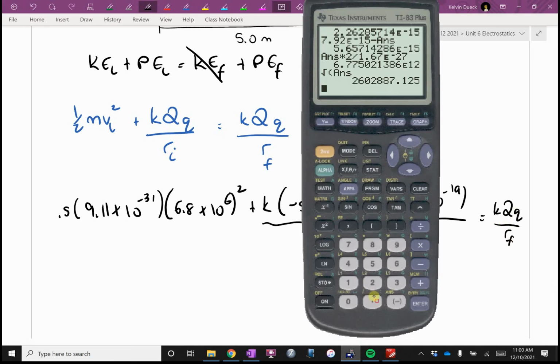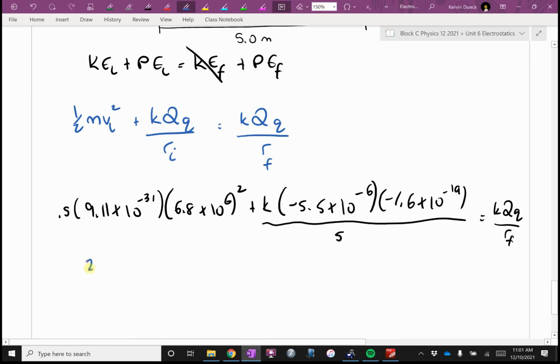Let's crunch this. 0.5 times 9.11 times 10 to the negative 31 times 6.8 times 10 to the 6th. Don't forget the squared, Mr. Dewick. And I get 2.106232. You know, I'm going to carry everything since it does end, and I want to make sure I'm not rounding off too much. So 2.106232 times 10 to the negative 17.